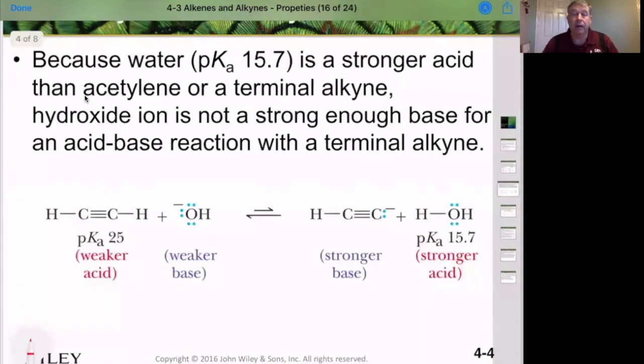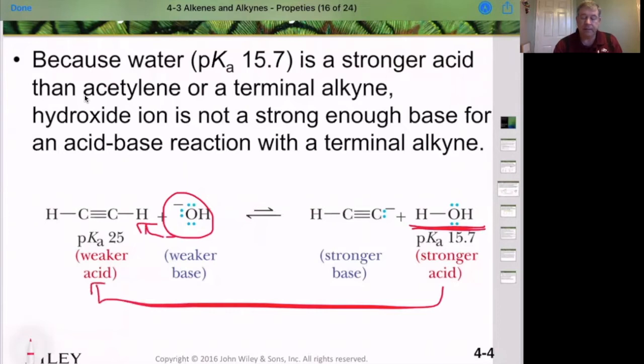Because water is more acidic than the acetylene, we cannot form the acetylide ion in the presence of hydroxide. If we used hydroxide to pull off this hydrogen, it would generate water. Water is a stronger acid than the acetylene is, and therefore it would shift the equilibrium back in the other direction. So we can't use the strong base of a hydroxide or an oxygen anion. We must use the stronger base of a nitrogen with an anion on it.